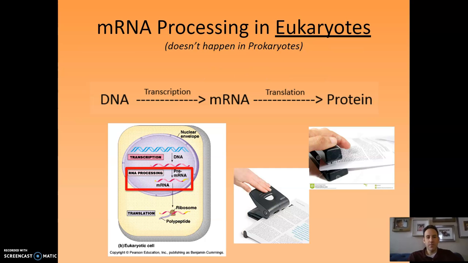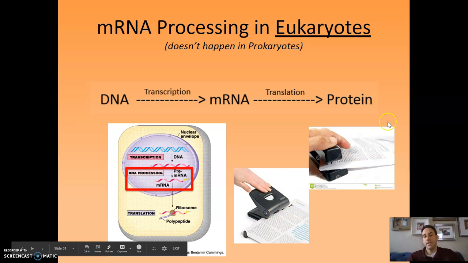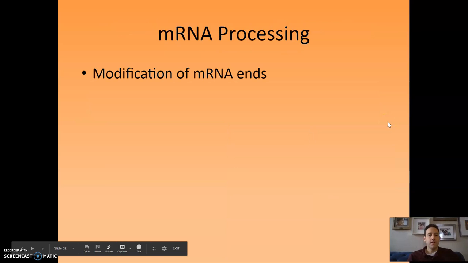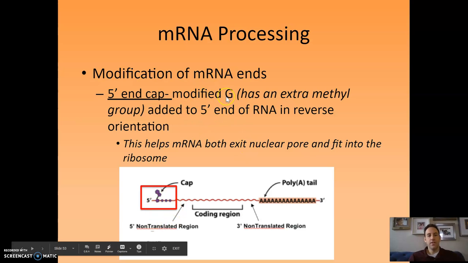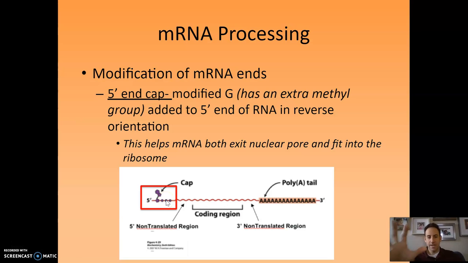The final thing I want to talk about with regard to transcription is processing. In eukaryotes, the mRNA is processed after transcription. Think of this like adding 3-hole punches or stapling the pages of your copies together. The first way it's processed is the mRNA ends are modified. This little 5' cap is basically a modified guanine nucleotide. It's added to the 5' end in the reverse orientation. So it's just this little extra chemical reaction that happens.